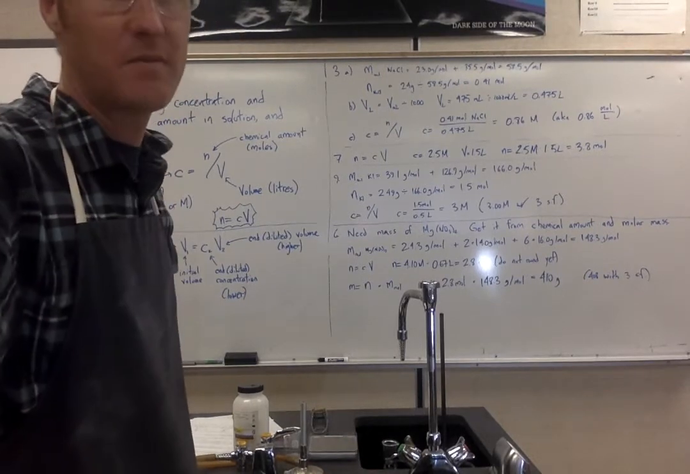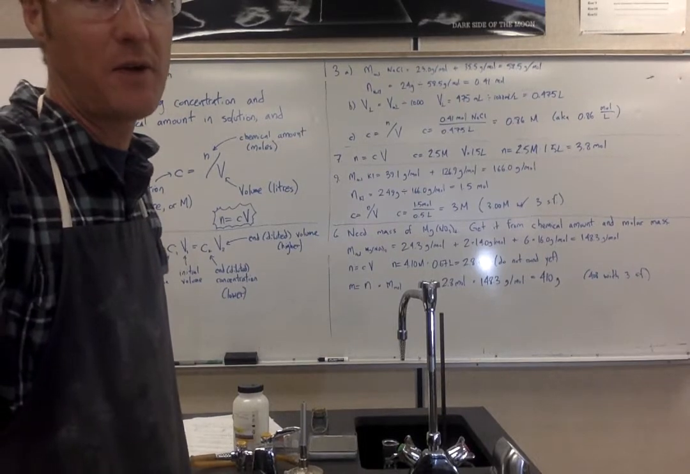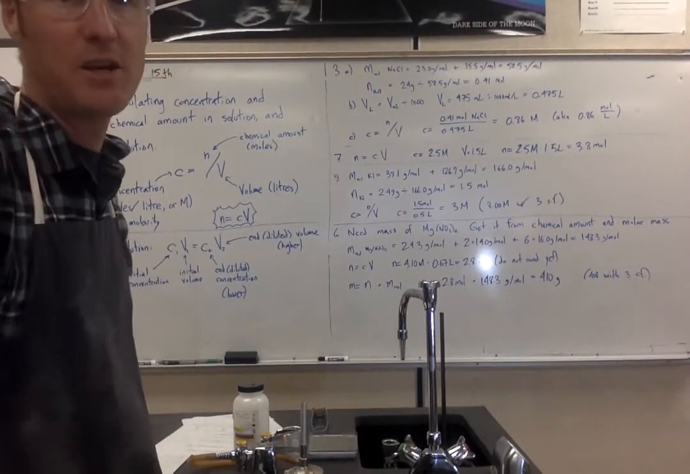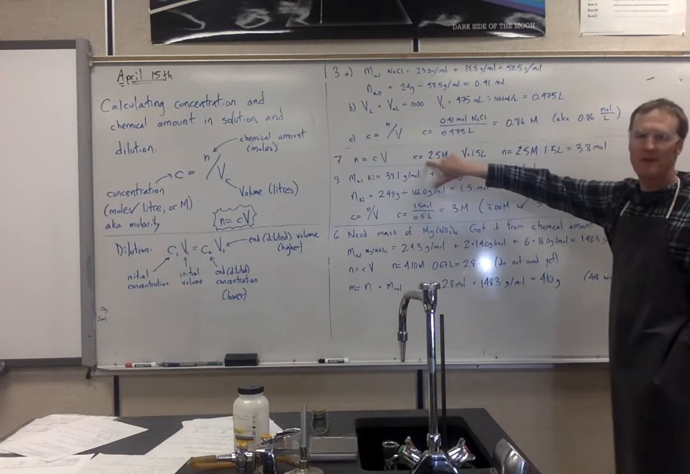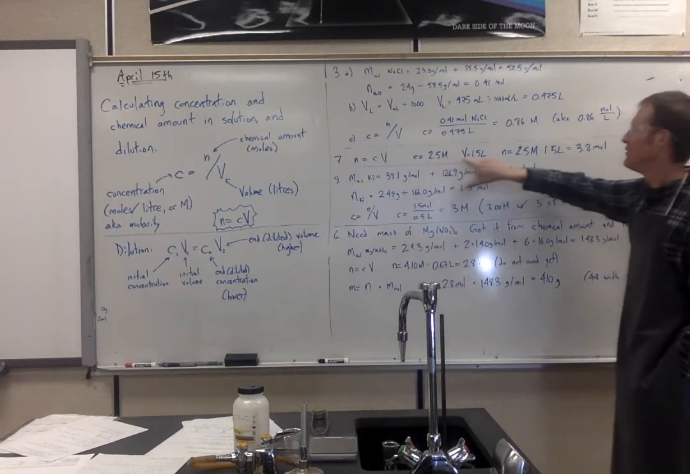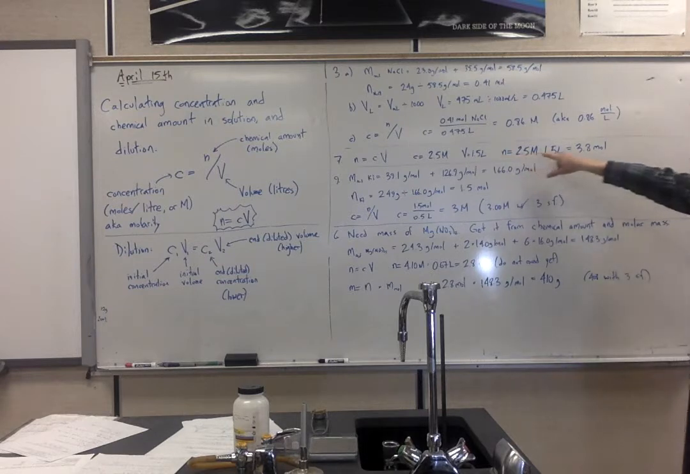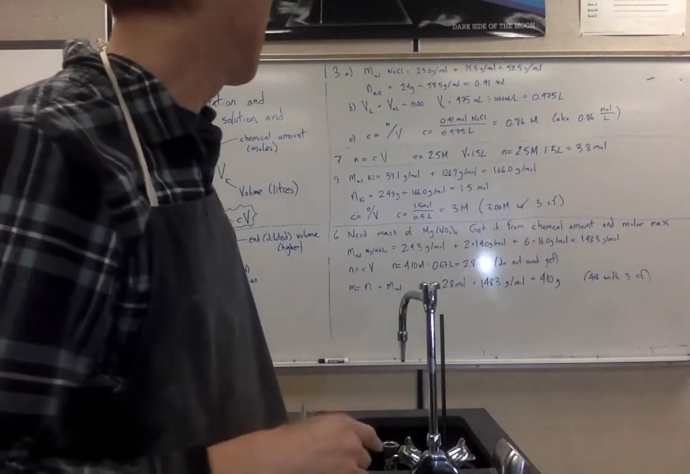Question 7 is shorter. Question 7, we just need chemical amount. Chemical amount is concentration times volume. N equals CV. C equals 2.5 M. That's moles per liter. V equals 1.5 liters. N equals 2.5 molar times 1.5 liters is 3.8 moles. Again, I'm rounding that, so I am just keeping 2 significant figures.